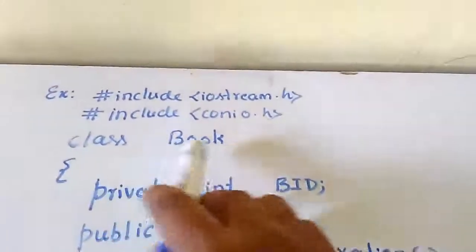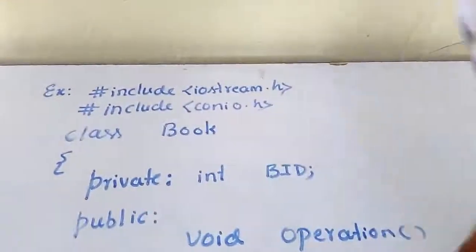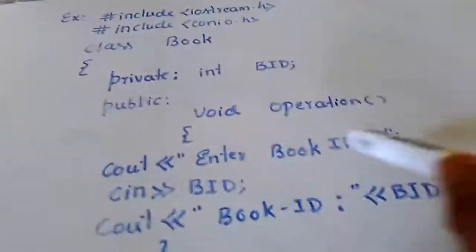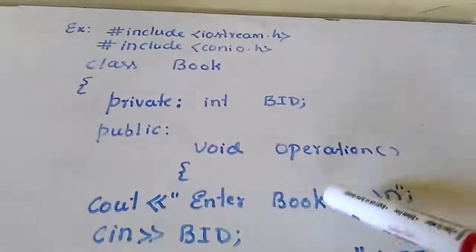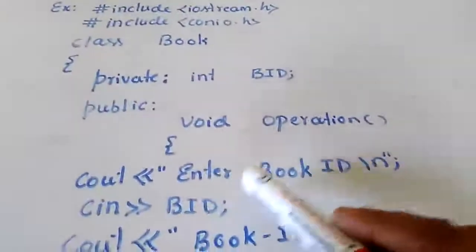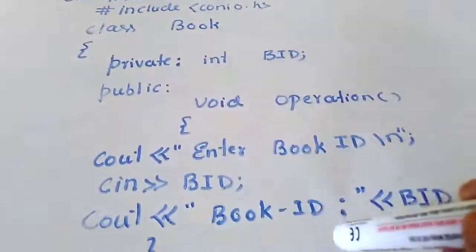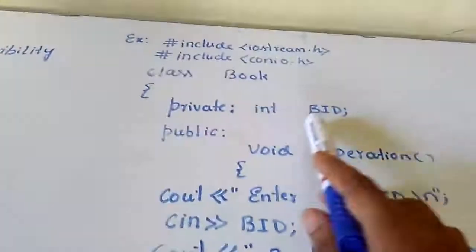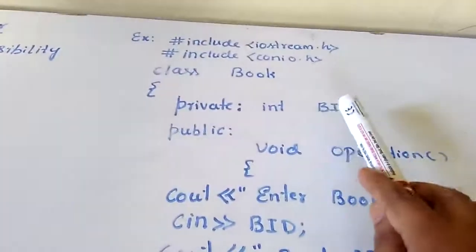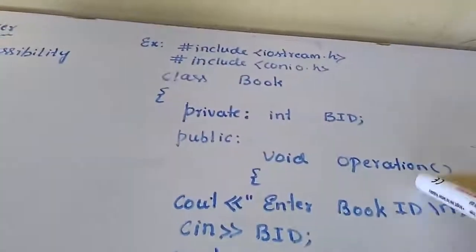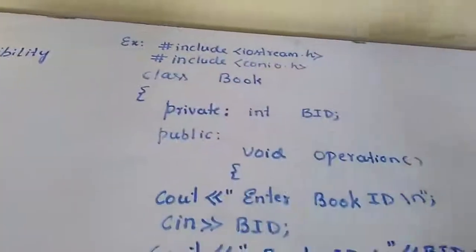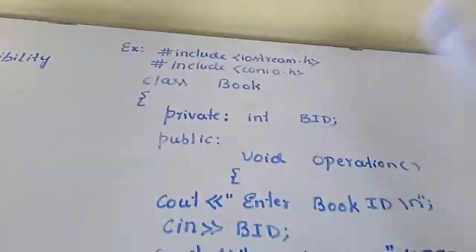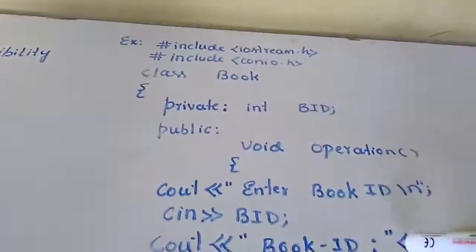See here, I have taken a class Book. This class has one data member, that is bookID, and I have taken a function called operation. Name of the function, I chose operation. In this function, I am going to read the book ID, enter book ID, then a cin statement. After that, I am going to display the book ID. See what you need to observe here. This class has one data member and one member function. BID, the book ID, is private data, and the function operation is a public member function. Together we call them members of a class.